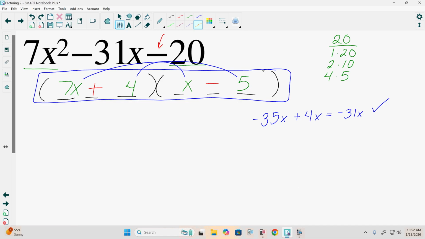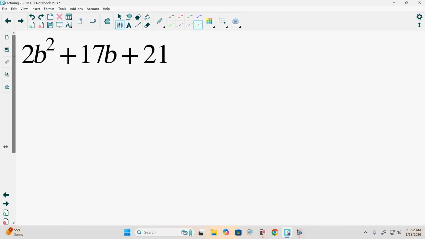Okay. Let's look at the next one. 2b squared plus 17b plus 21. So the first thing we want to look for is the greatest common factor. We want to see if there's a number or variable or both that will go in all three. Well, we have b squared, b, no variable. So there's not a variable in all three, so that's out.